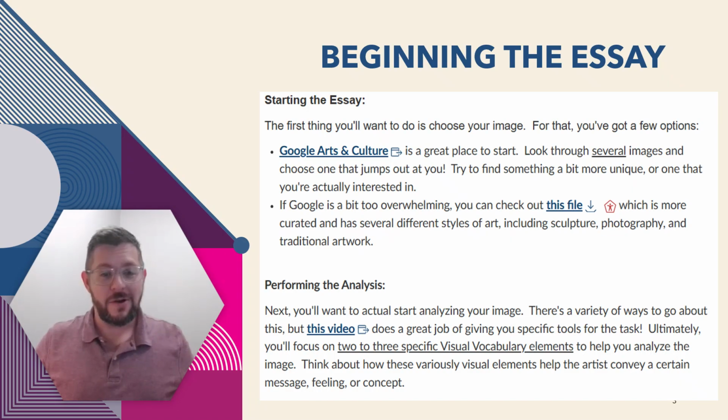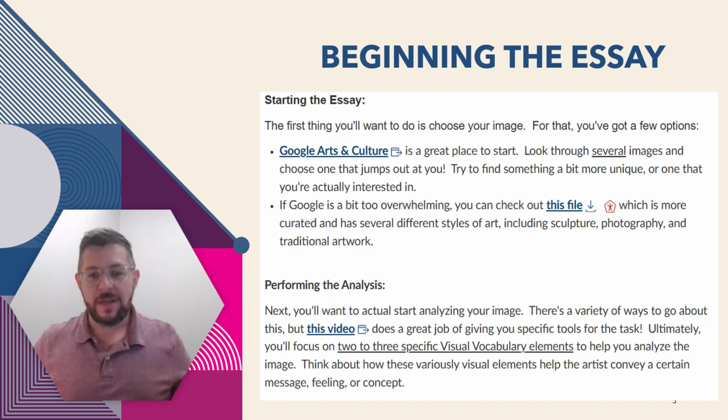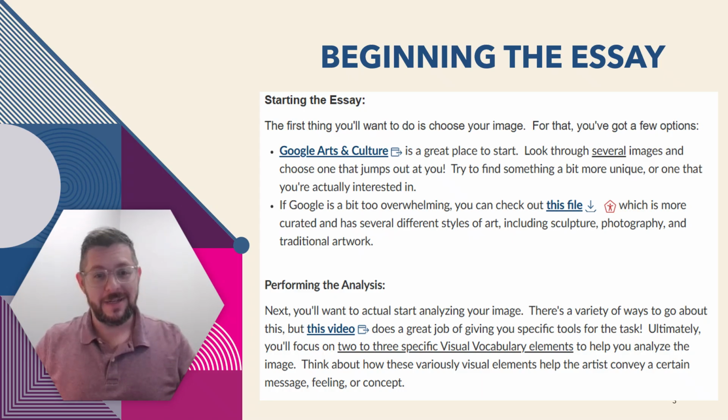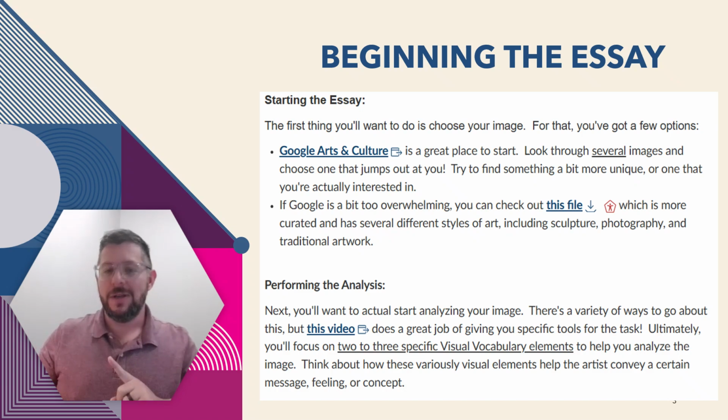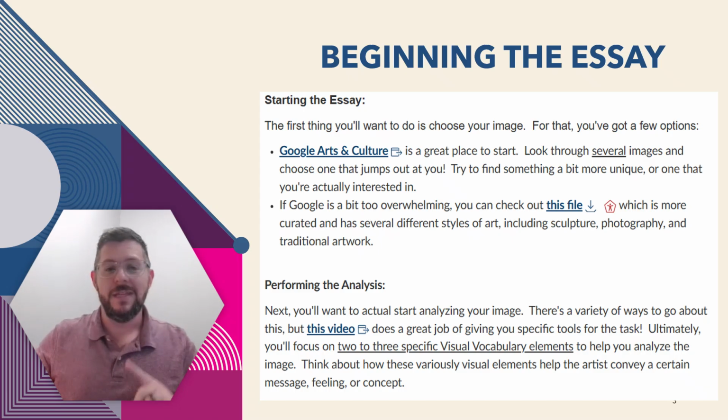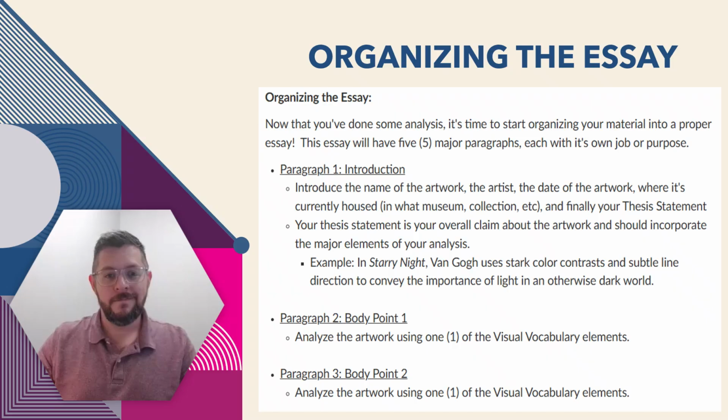Each of those have their own unique qualities, and you're going to choose at least 2 or up to 3 different visual vocabulary elements to help you analyze this image. Once you have that underway, you can start really sinking your teeth into it. And we're going to do more with that as the week goes on and into next week as well. So here, this gives you the idea of what it is you're actually going to be doing. So next up, let's break it down. So let's talk about organization. So this is a standard 5-paragraph essay.